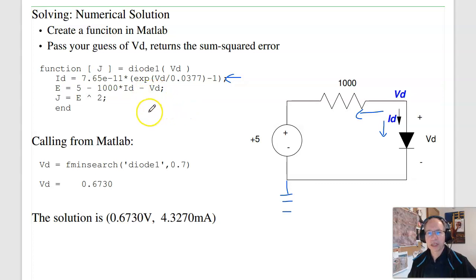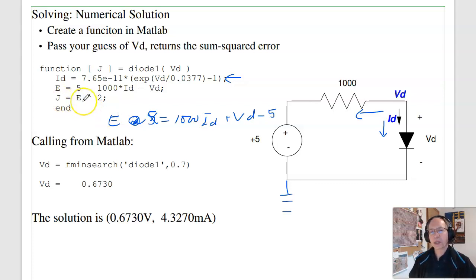I guess VD. I should have 5 is equal to 1,000 ID plus VD. I'm going to change that, bring the 5 right. That should be 0. If I guess VD correctly, that'll be 0. Instead of making it 0, I'll call it an error. So if I guess wrong, I've got an imbalance in the current. Make J the error squared. What that does is if the error isn't 0, J is positive. The minimum of J is when the error is 0. The minimum of J is the voltage that makes everything balance.